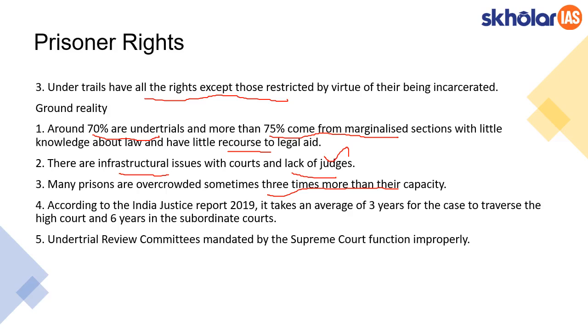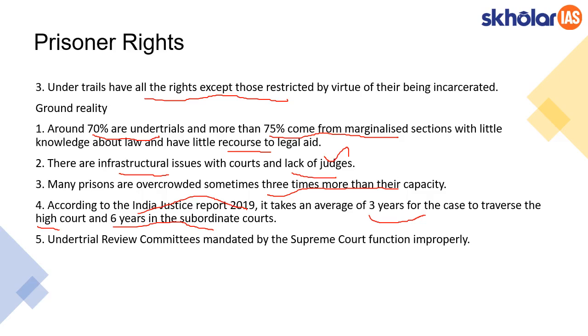And as per a report, the India Justice Report 2019, on an average it takes 3 years for a case to get over in a high court, and it takes 6 years in a subordinate court. So now we can see why the prisons are overcrowded by under trials.